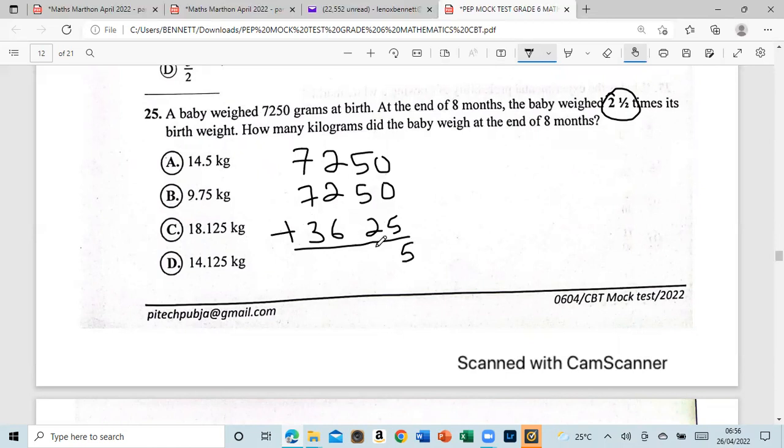So this is 5 times 5, 25, so that's 5, carry 2. Then 2 times 5, 10, and 2 is 12, so that's 2, carry 1. Then 7 times 5, 35, and 1, 36. Now we add, so we get 80.